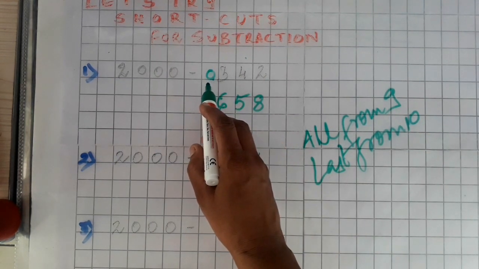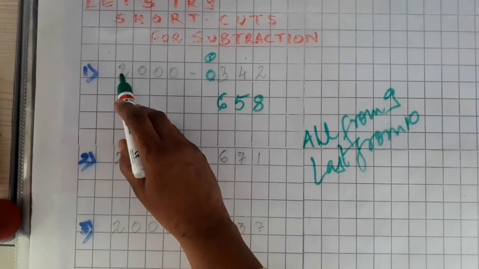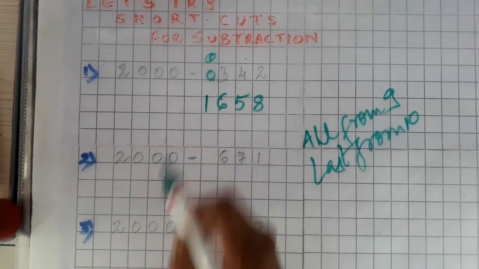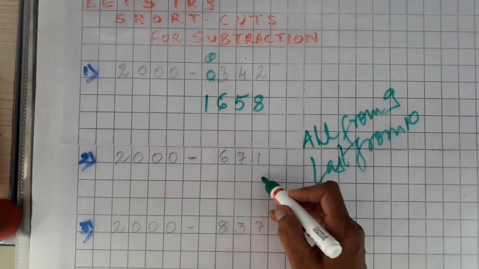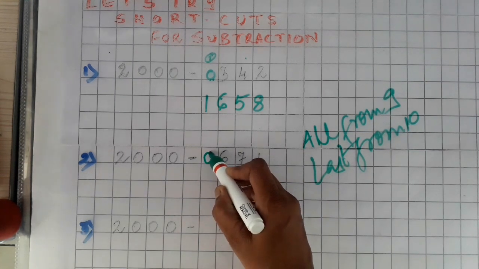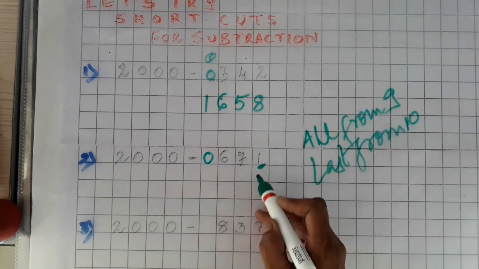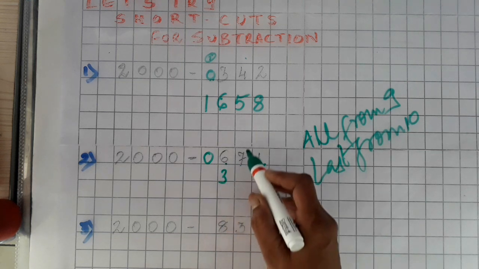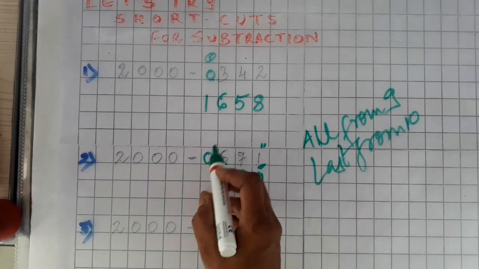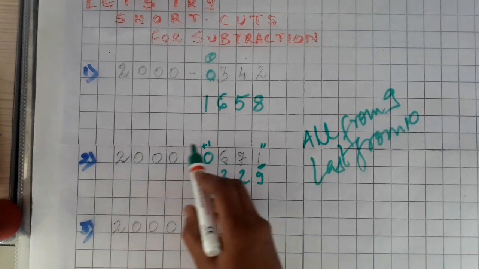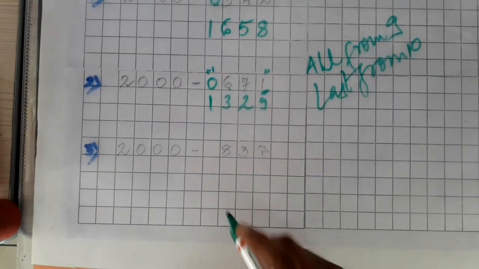Now what you need to do is add 1 to this number, and now subtract 2 minus 1, that is 1. So your final answer is 1658. Now coming to this question, first write a 0, and now go on subtracting these numbers from 9 and the last from 10. So 9 minus 6 is 3, 9 minus 7 is 2, 10 minus 1 is 9, and 1 is added to this number, and then 2 minus 1 is 1. So your final answer is 1329.